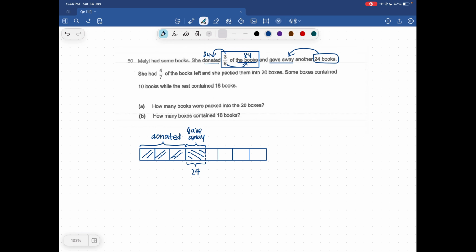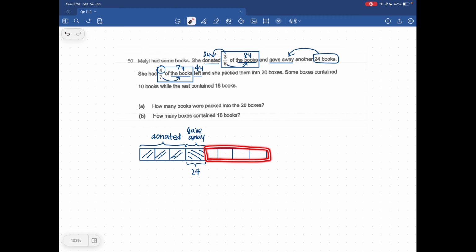Now let's continue. She had 4/7 of the books left and packed them into 20 boxes. So let's unpack this sentence carefully again. First part, she had 4 out of 7 of the books left. So what do 4 and 7 mean in this context? The number of books in this case is 7 units, and she has 4 units left. That means that this amount of the model here is 4 out of 7 units. So let's write that down.